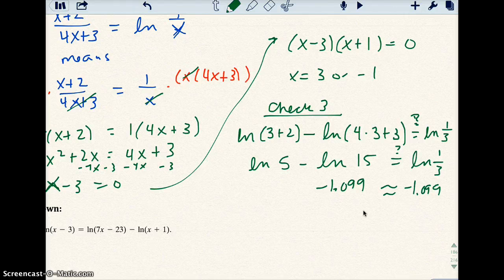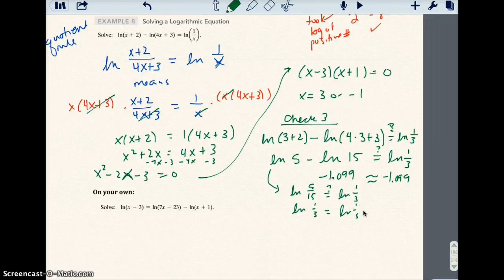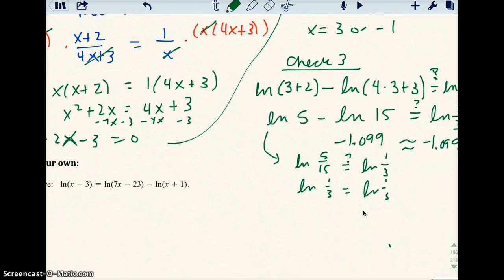Another way to do this would be to use the quotient rule and say, the natural log of 5 over 15, does that equal the natural log of 1/3? Well, that's the same thing as 1/3 on the other side, and that would be true also. But 3 does work. Now I gotta check the negative 1.